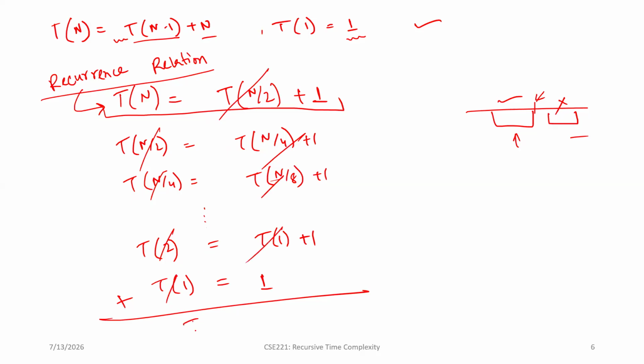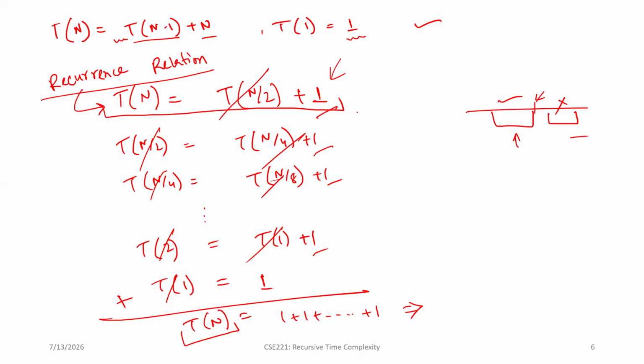And what remains will be T of n. There will always be one single term T of n remaining on the left side. If not, you must have made some mistake. And on the right side, there will always remain a series of numbers. In this case, these are all ones. So 1 plus 1 plus 1. And we just need to find out how many ones are there.